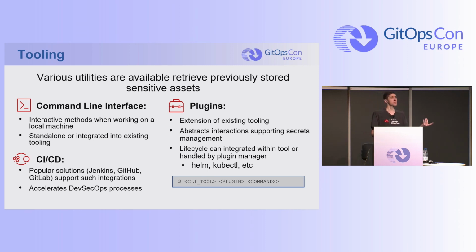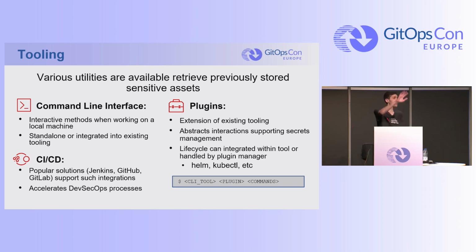Finally is plugins for tooling. There are a lot of plugins out there to integrate secrets utilities. They are either extensions of existing systems, and they also abstract and support the lifecycle of secrets management. There are plugins for kubectl and Helm. Helm has an extensive plugin system. Kubernetes has one as well. And also there are package managers specifically designed for plugins.